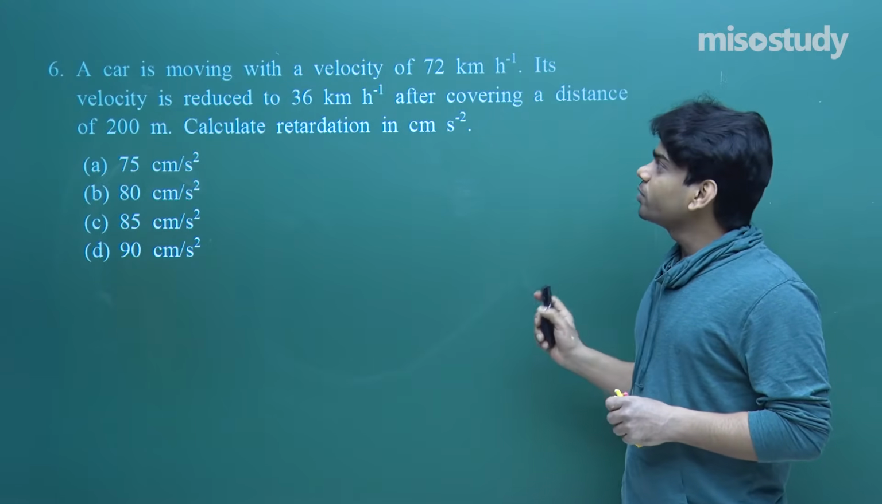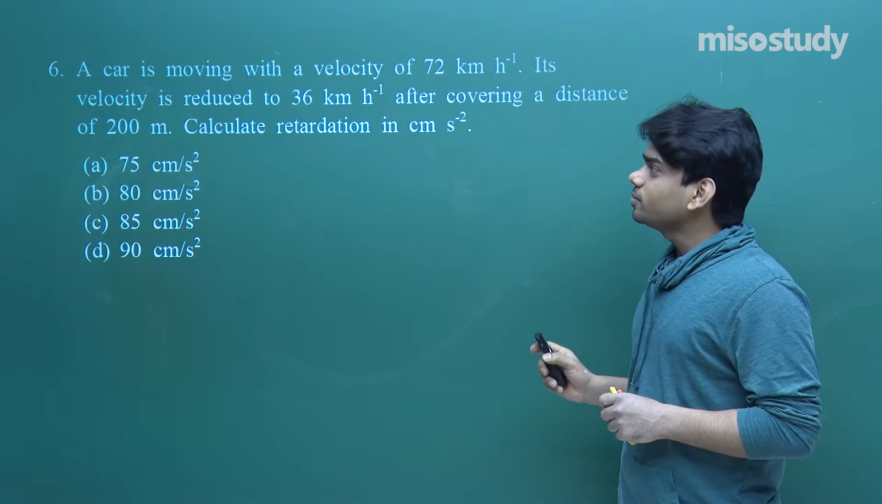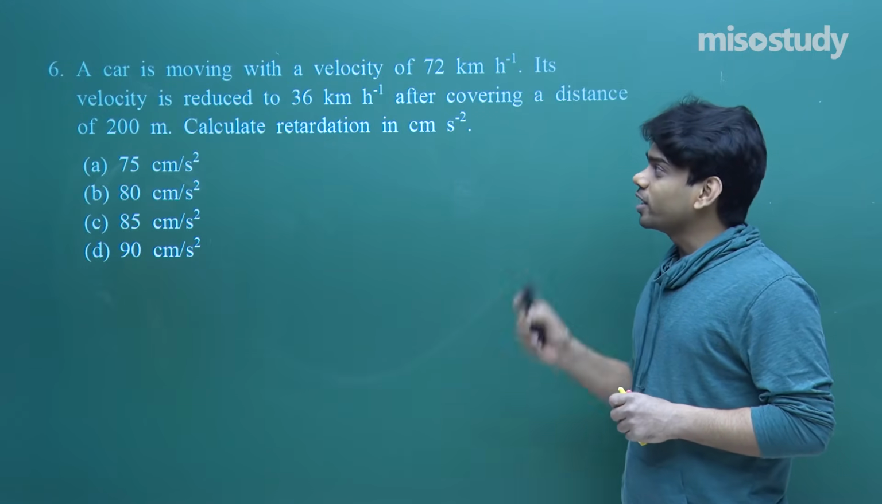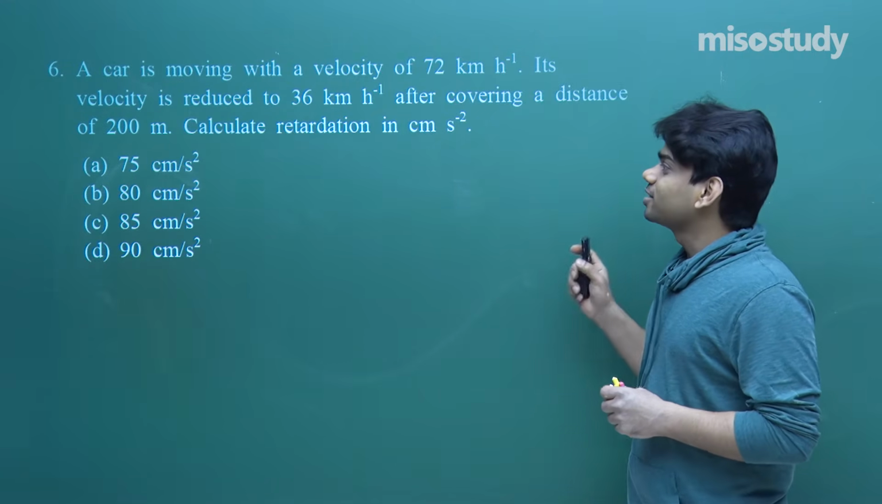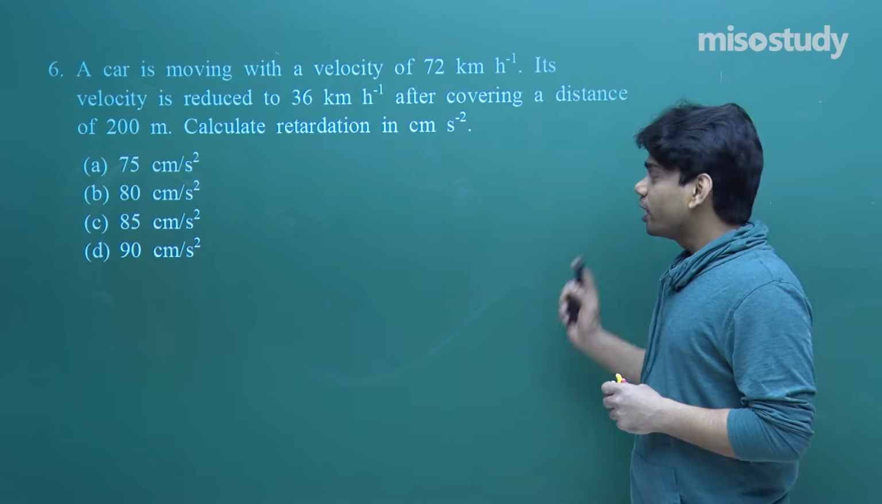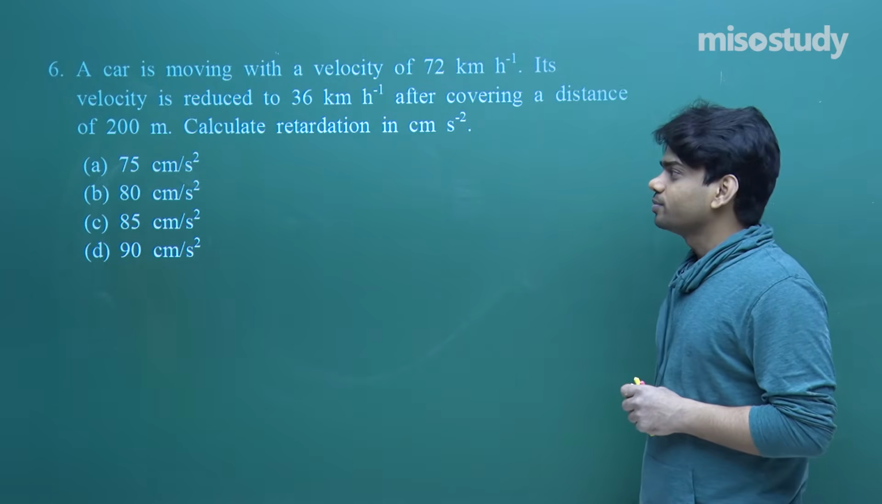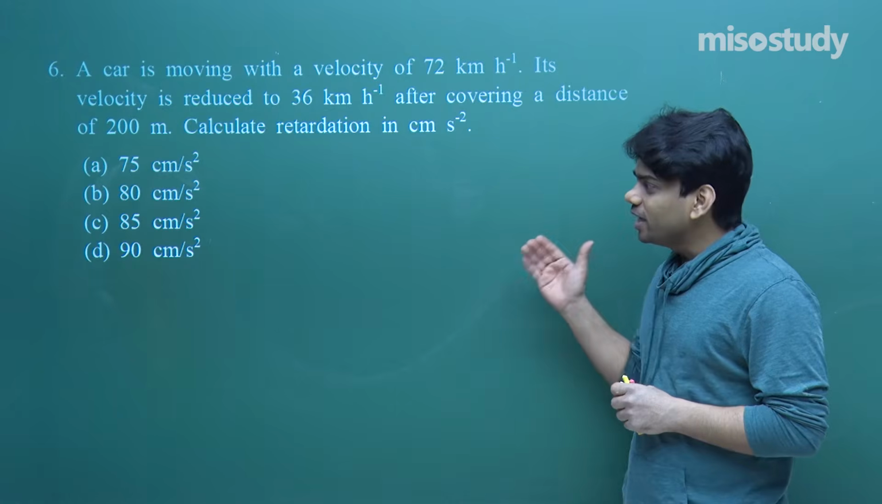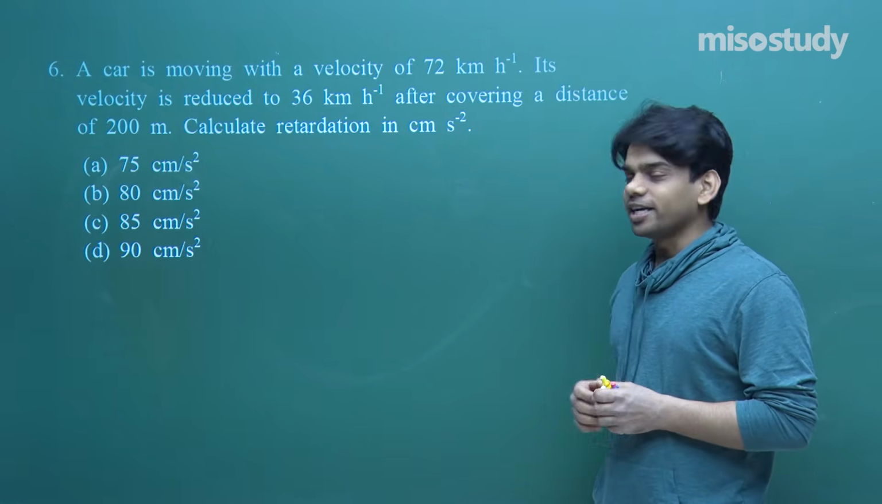A car is moving with a velocity of 72 km per hour. Its velocity is reduced to 36 km per hour after covering a distance of 200 meter. Calculate retardation in centimeter per square second. A 75, B 80, C 85, D 90.